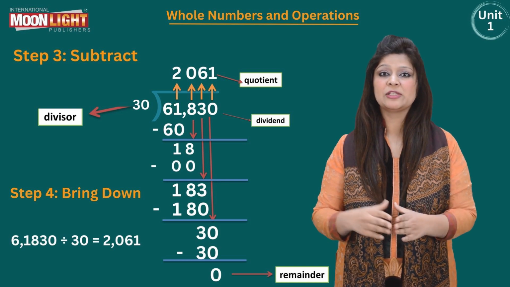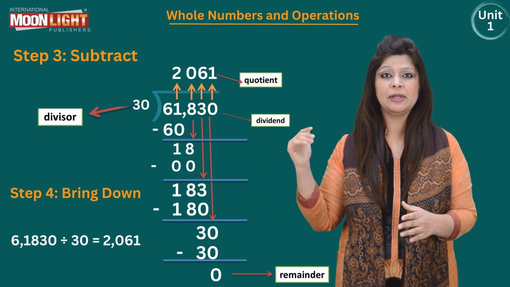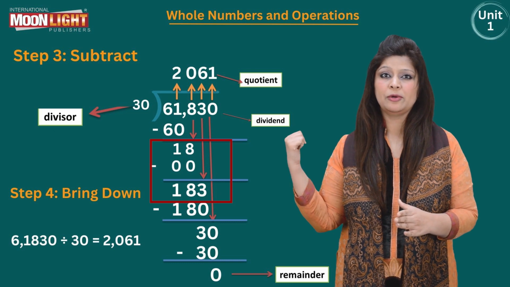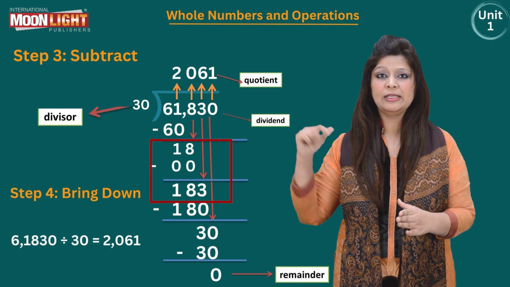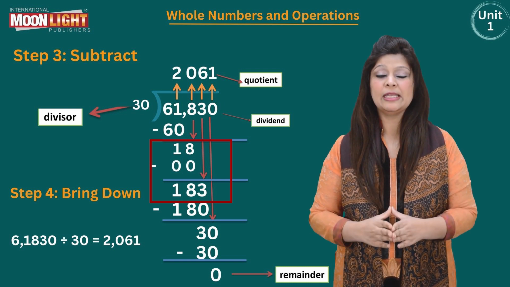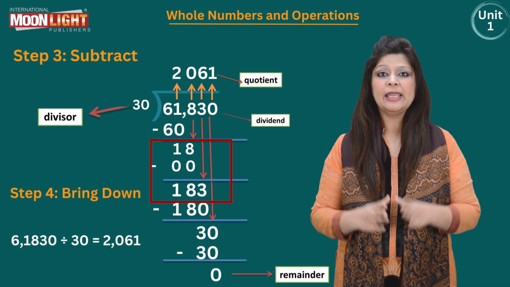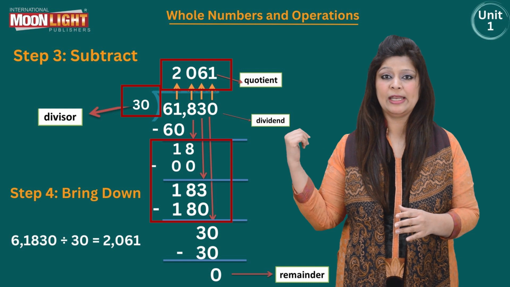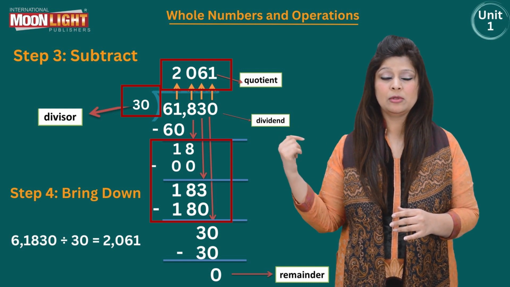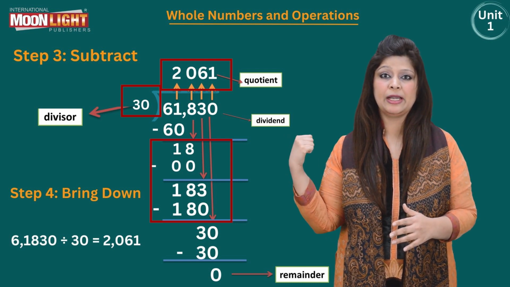For subtraction I draw a line and write the same number here, because 18 minus 0 is always 18. Now I bring the next number down, which is 3. So 183 is greater than 30, which means I can multiply now. 30 multiplied by 6 is 180. Again I do subtraction, and after subtracting I get the number 3 here.